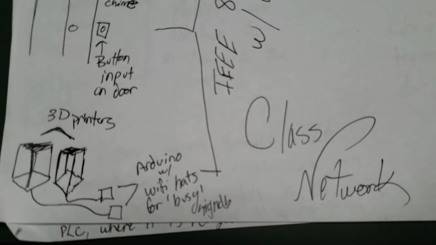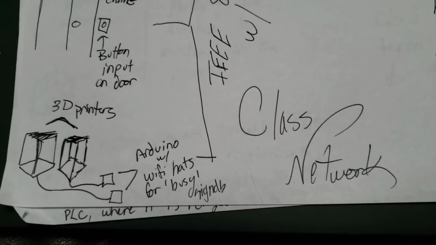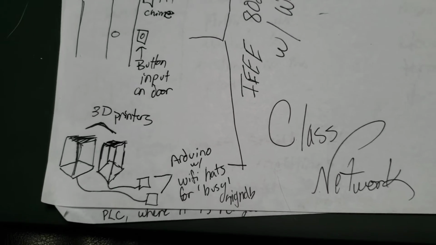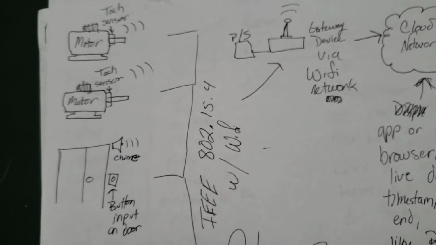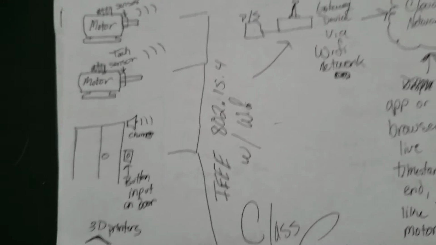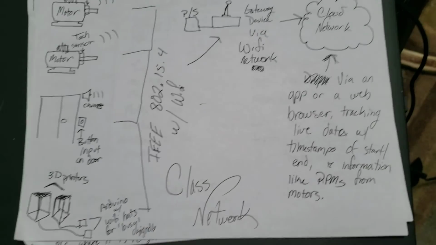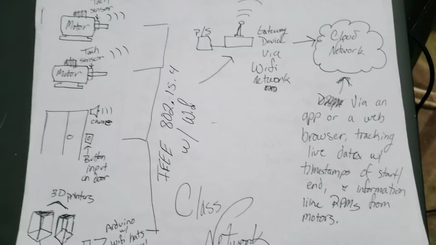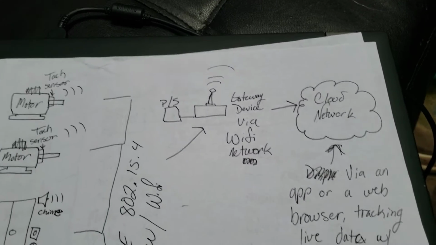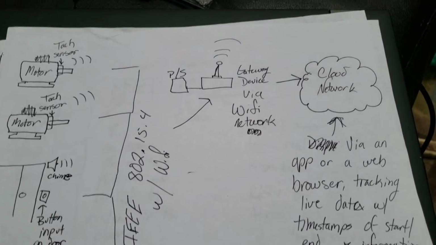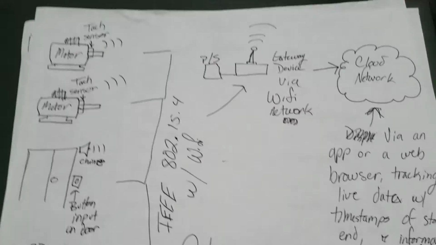And then we've got 3D printers here. What I've done is have little Arduinos with Wi-Fi hats to send out busy signals whenever the 3D printers are actually printing. All this based off of the 802.15.4 with Wi-Fi, so all of it would be over Wi-Fi due to the fact that Wi-Fi in this class building is all over the place, easily accessible. And then you would have a gateway device with its own power supply via, again, the Wi-Fi network to capture these signals, possibly have more than one to capture them between the two stories of the building.